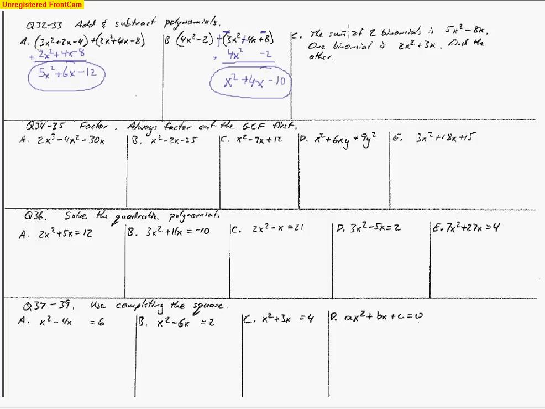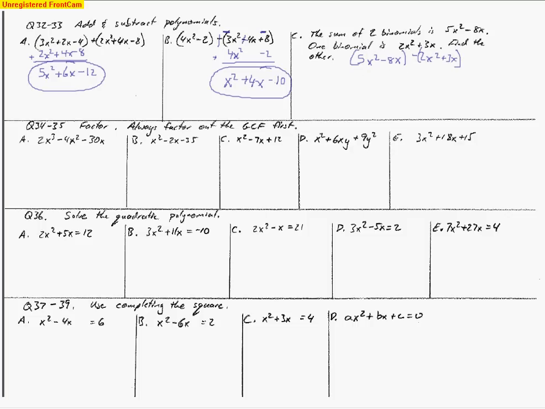Here it says the sum of two binomials is this. So this is what it equals. One binomial is this. So we want to find the other. So basically what we need to do is we need to take the sum here, 5x squared minus 8x, and we are going to take this 2x squared plus 3x away from it. And so basically I'm subtracting this expression from this one.